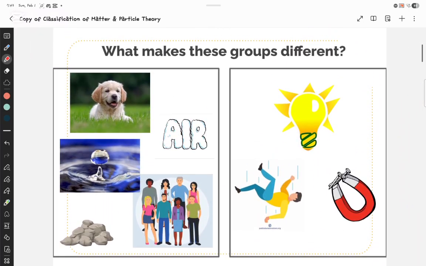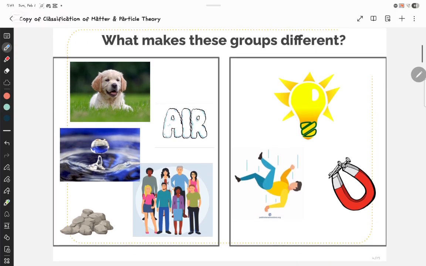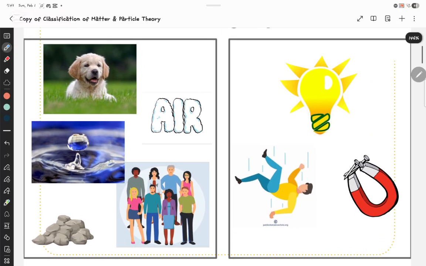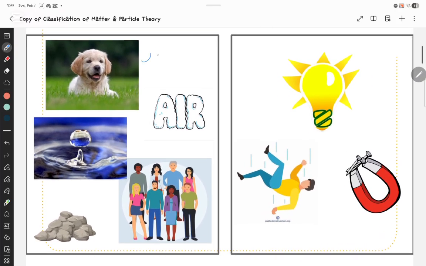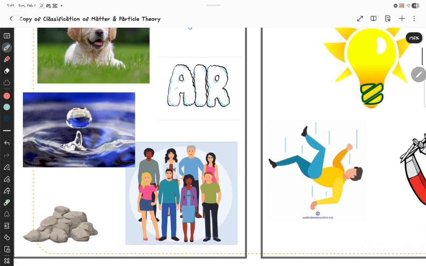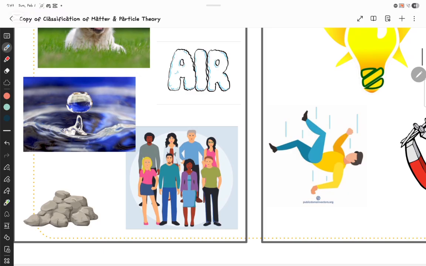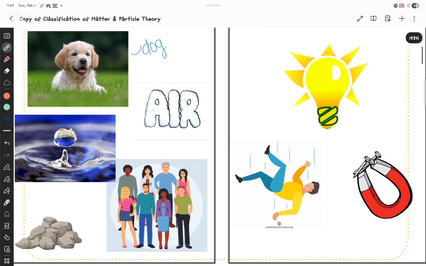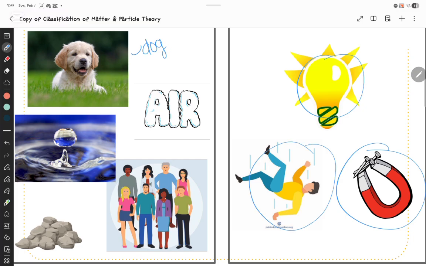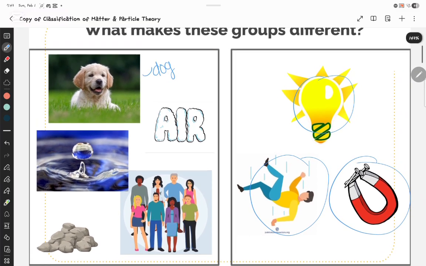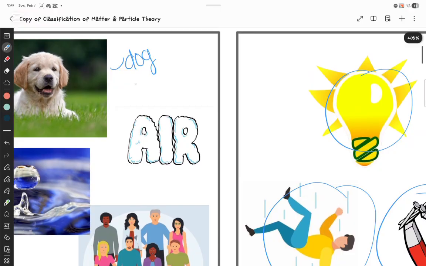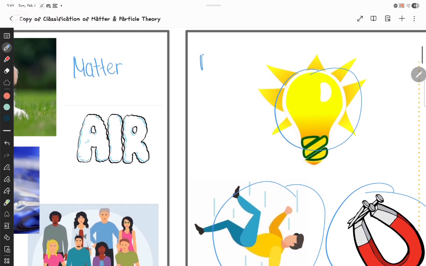So let's go to this activity here. What makes these two groups different? So we have dog, we have air, we have water, we have rocks, and we have humans. On this side, we have light, magnetism, and gravity. So the main difference between these two is that this side is matter, and this side is not matter.